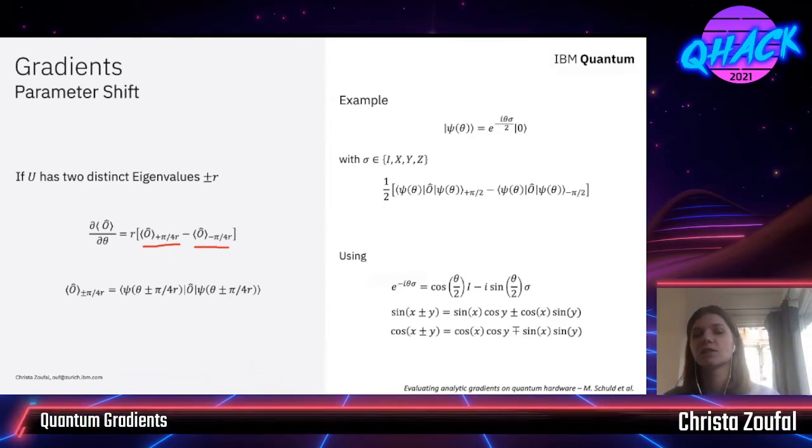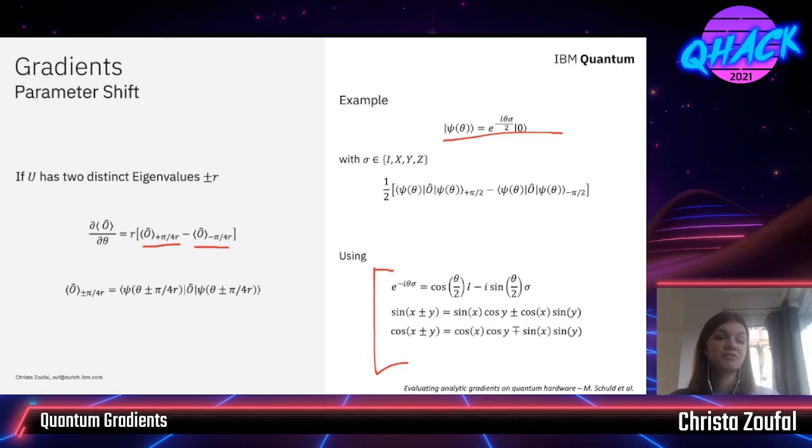Now, here we see the example for those Pauli rotations, which is a very common type of quantum gate. And in this case, we just take those plus π/2 and minus π/2 shifts, add them up, and get the gradient. Now, I will not do the maths here, but please feel free to verify this at home. You just need to use these formulas, and you can easily see that the above holds.